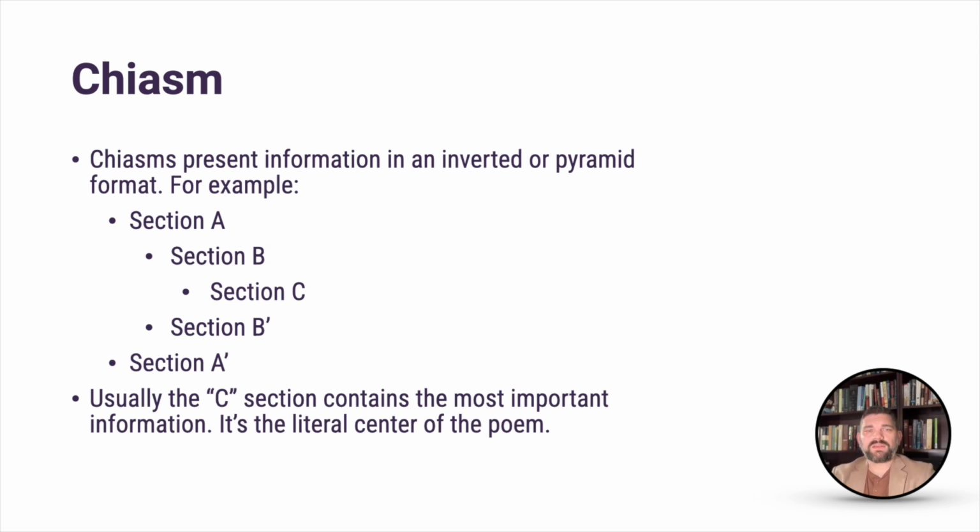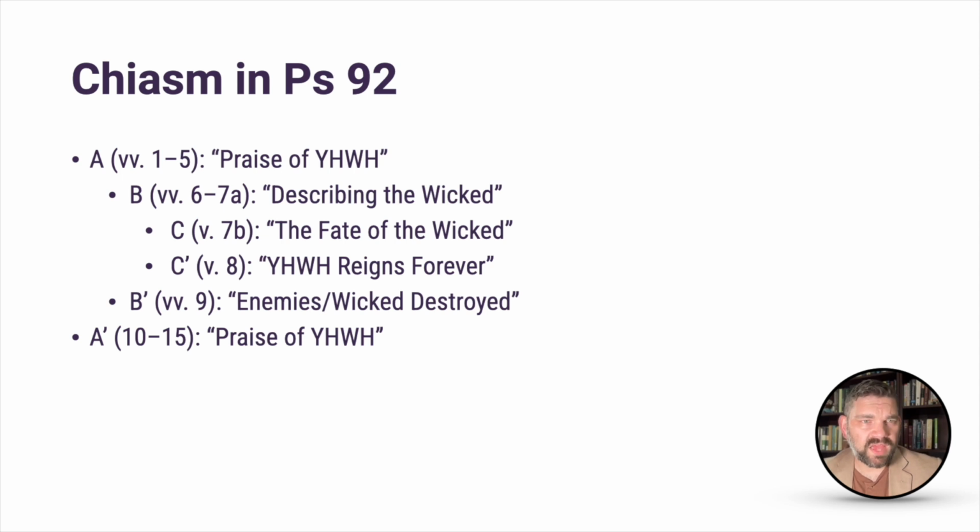All right. And it's not always ABC. It could go up to F or G, however many sections there are. It can vary. But this is the basic structure of a chiasm. So Psalm 92 is one example of a chiasm.